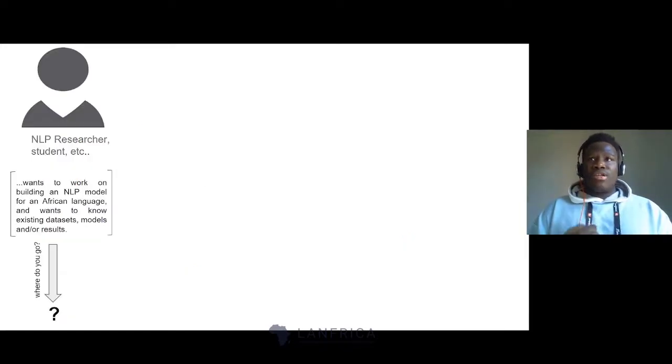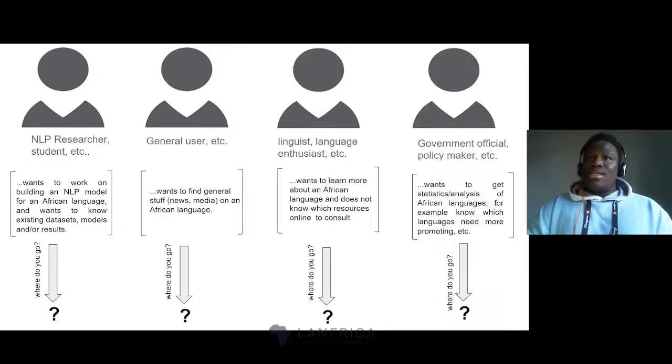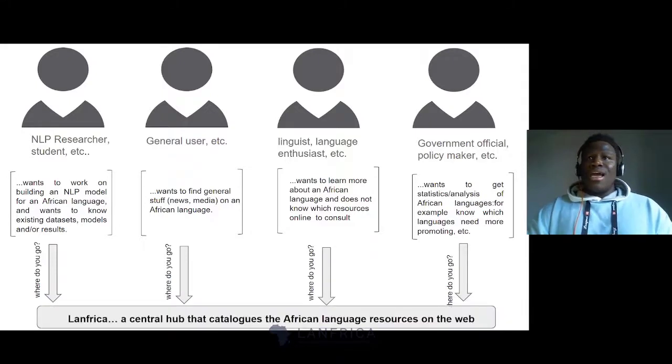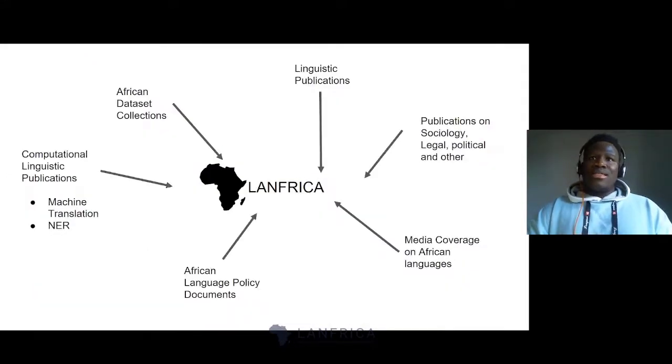To give you a more concrete illustration of the problem, say I, a researcher in natural language processing, want to build an NLP language model for an African language, maybe for my master's thesis. Where do I go to know if such a model has been built already or not? In the same way, where can a general user, a linguist, or a government official go to get relevant information about resources or research available for a particular African language? The answer is Lanfrica, a central hub that connects the African language resources, making them easily discoverable.